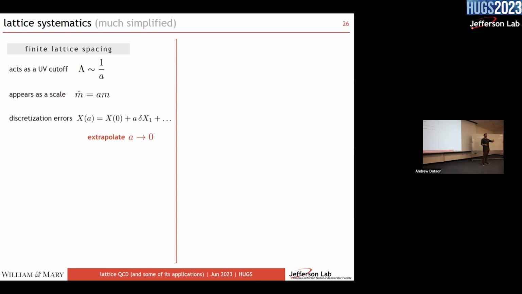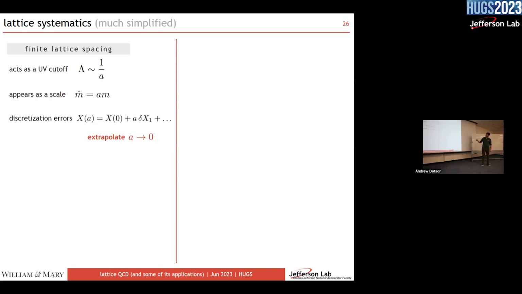But that's rather trivial. And in fact, that's how you determine A. I said you have to have some experimental input. Well, you just take some quantity from experiment, like the proton mass, and you compute the dimensionless proton mass in your calculation. I haven't shown you how to do that, but you compute it, you divide one by the other, and then you know what your lattice spacing is. But here's the real thing. This is where the approximation comes in.